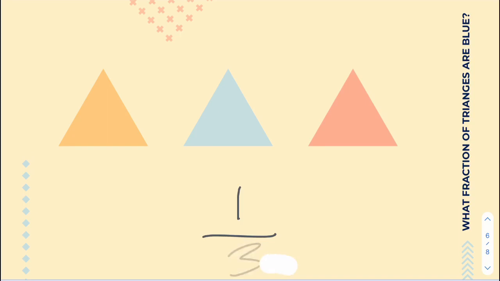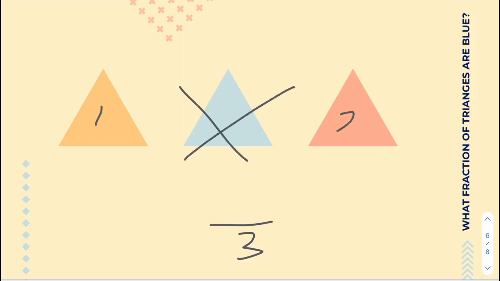So on the other hand, what if I said, what fraction of triangles are not blue? So you'd say, okay, there are still 3 triangles. That has not changed. No matter the color, they're still triangles. So how many are not blue? Well, this one's obviously blue, so that leaves us 1, 2 that aren't blue. So your fraction is going to be 2/3.